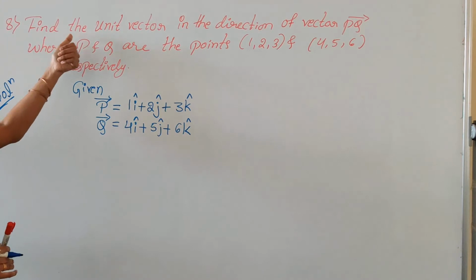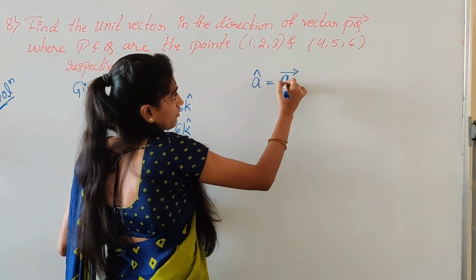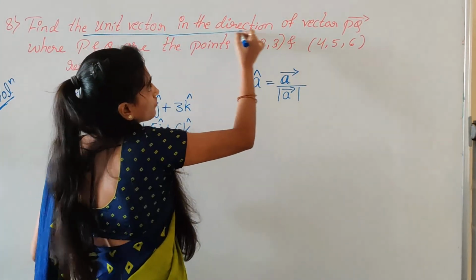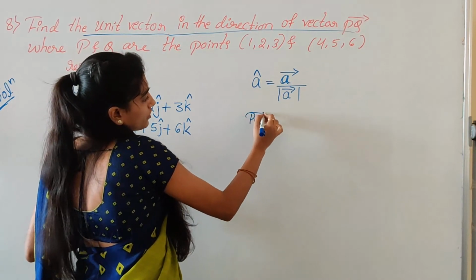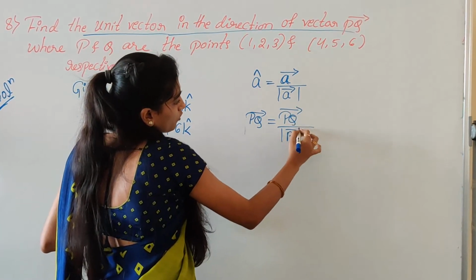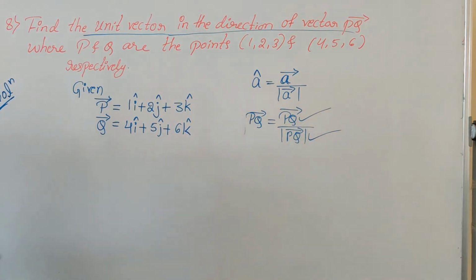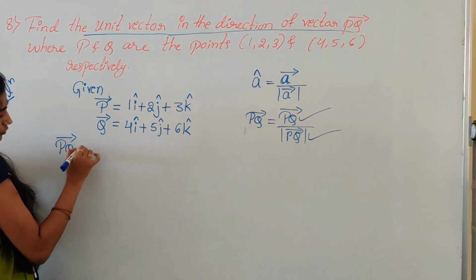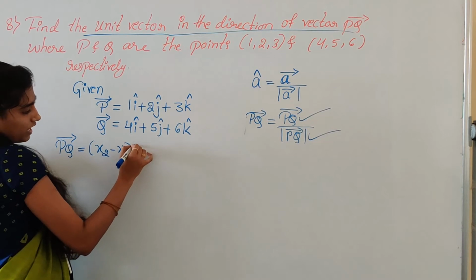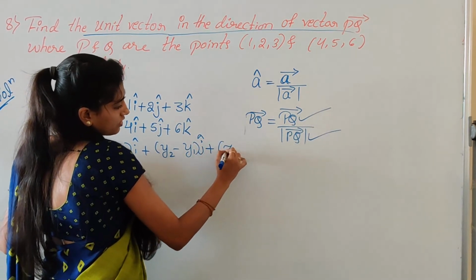Right. So here find the unit vector. So the unit vector formula is a cap is equal to vector a divided by magnitude of vector a. So here we have to find the unit vector in the direction of the vector PQ. So we need the unit vector of this PQ. Then vector PQ divided by magnitude of vector PQ. So here we have to find the vector PQ and magnitude of vector PQ. So first find out vector PQ. Vector PQ is equal to x2 minus x1 i cap plus y2 minus y1 j cap plus z2 minus z1 k cap.